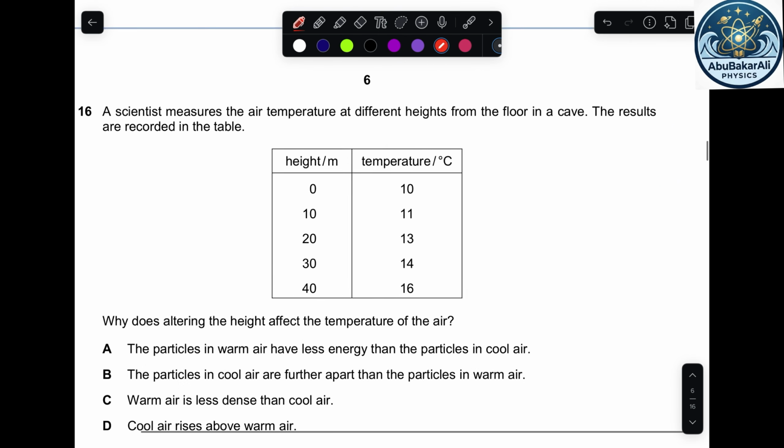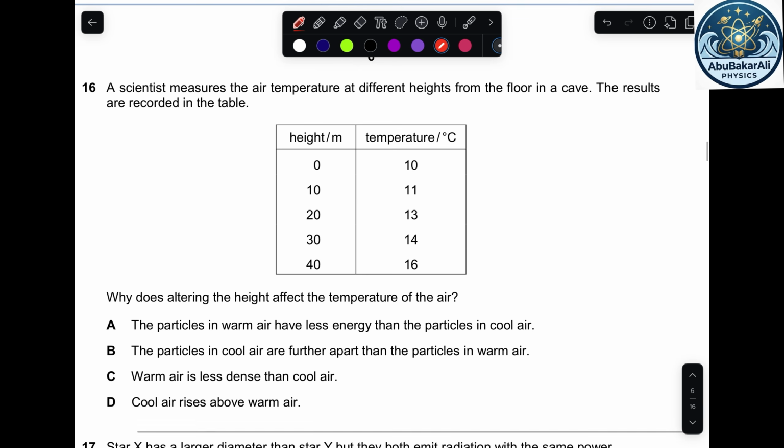Question 16. A scientist measured the air temperature at the different heights from the floor in a cave. The results are recorded in the table. We have the two tables. And why does altering the height affect the temperature of the air? So why is the temperature changing when you are changing the height?